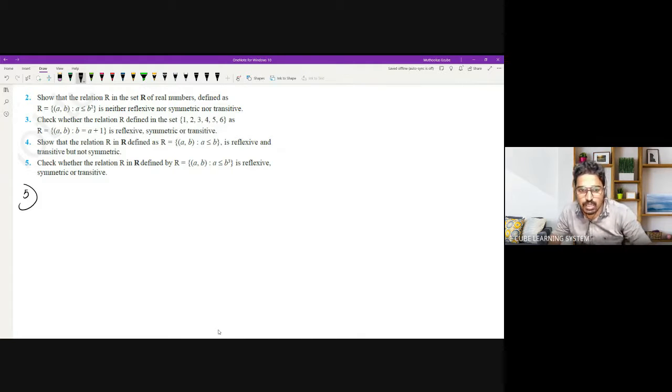Check whether the relation defined by (A, B) such that A is less than or equal to B cube is reflexive, symmetric, or transitive. Reflexive and symmetric you may be able to answer right now. Is it reflexive, A less than or equal to B cube?